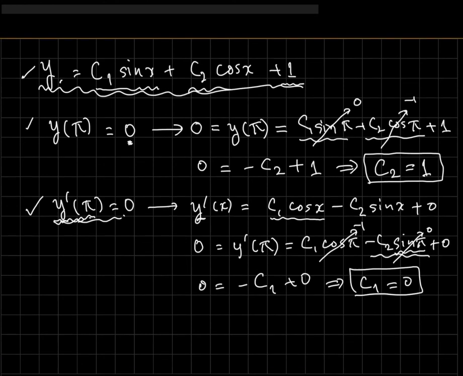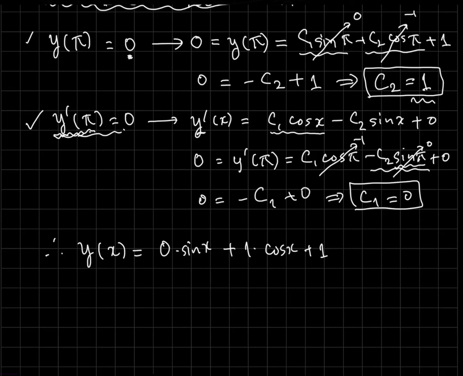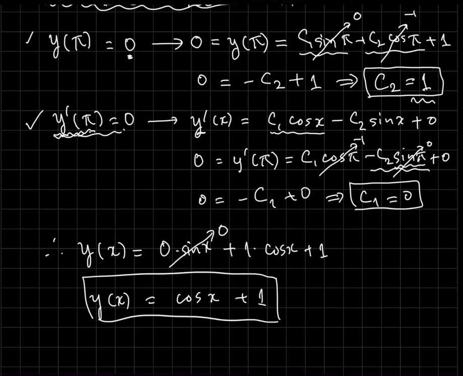And therefore, our particular solution is y of x equals, so we substitute c sub 1 here, which is 0, so that's just 0 sine of x plus, so c sub 2, we substitute 1, because it's 1 here, then cosine of x, then we have 1 at the end, and again this will just go to 0, and so the particular solution is just cosine of x plus 1. That is how we determine the particular solution for this problem.